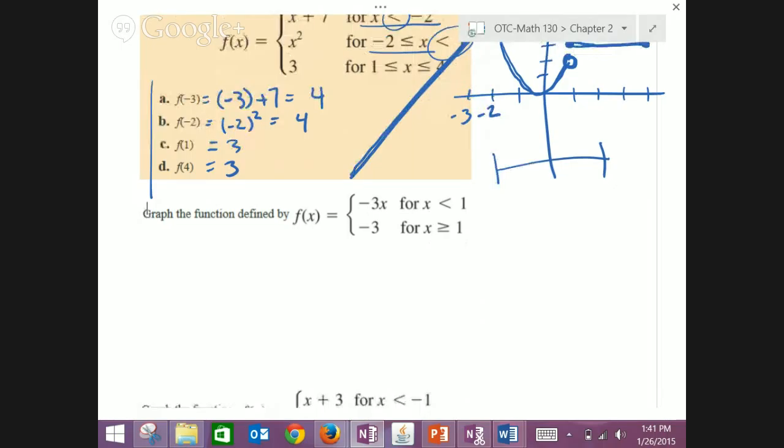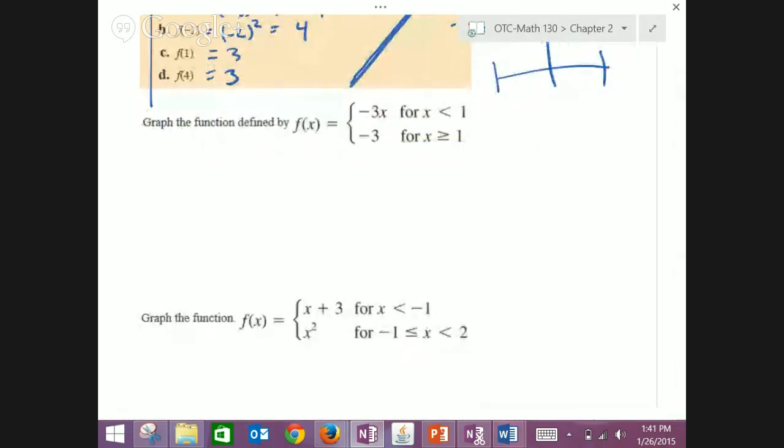So what about graphing this piecewise defined function? For x less than 1, I have a line with a negative slope of 3. So fall 3 to the right 1, or I can go up 3 and to the left 1. Because it's the rise over run, 3. Does that make sense? You guys remember that from 050, 040, 110? So this is just a line.